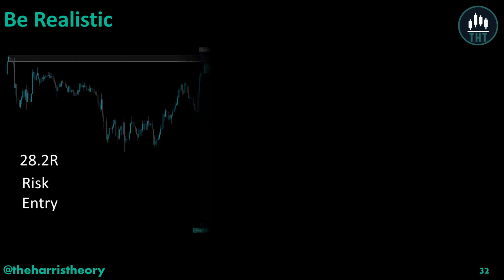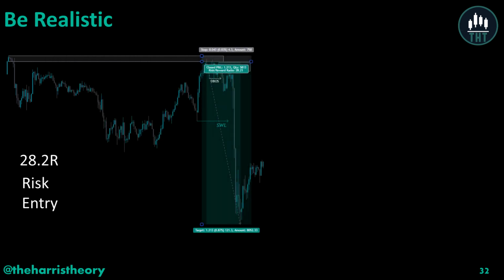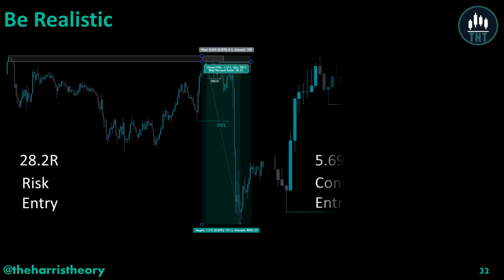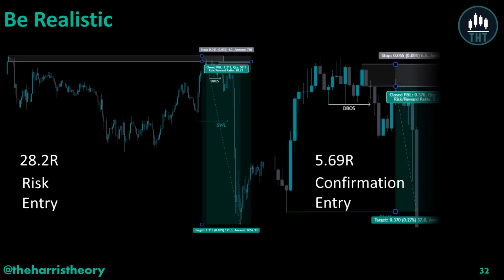The first example is a risk entry where the return was 28.2R. Very attractive and very lucrative. Of course, anybody who's trading wants to be hitting these type of trades all the time. However, the realities are when we look at a confirmation type entry, the risk to reward was 5.69, which is a lot more achievable, a lot more realistic, and a lot more manageable. When you're looking for constant risk entries, ultimately you're going to be taking higher risk trades, which ultimately, if you don't know what you're doing, leads to gambling.